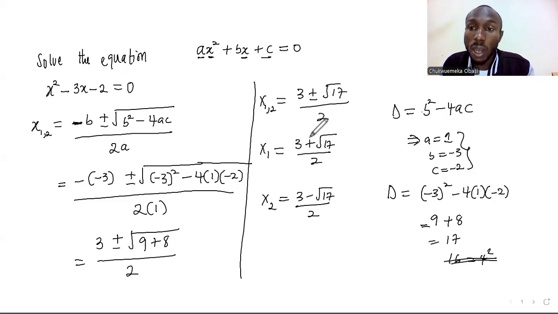You can leave your answer this way, or you can still use a calculator to simplify further. Get the square root of 17, add it to 3, divide by 2. That will give you your x1 in decimal. Then get the square root of 17, remove it from 3 and divide by 2. That will give you the answer in decimal, and that is x2. So any of those ways still work, but if you can use a calculator to simplify further, that will be fine.